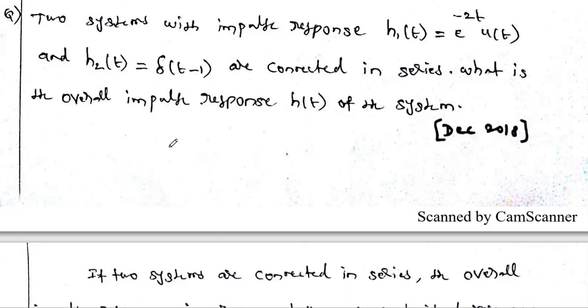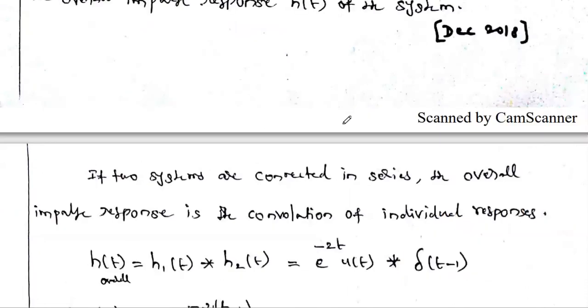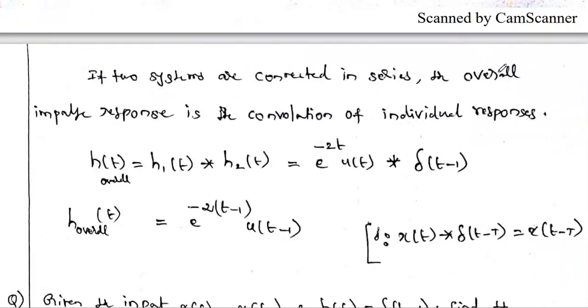So what is the given question? Two systems are connected in series with impulse responses h1 and h2. The question is to determine the overall impulse response of the system. If the two systems are connected in series, the overall impulse response is the convolution of the individual impulse responses. You already know that one. So the overall impulse response h overall is equal to h1 of t convolution with h2 of t.